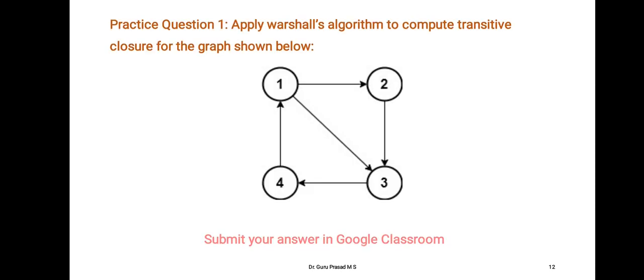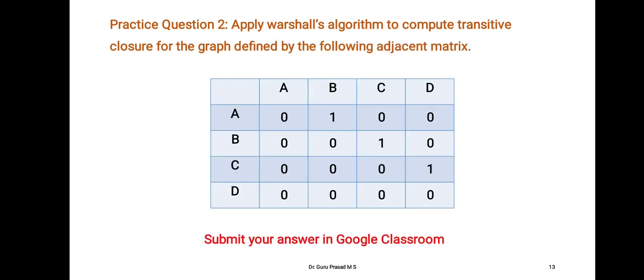Practice question 1. Apply Warshall's algorithm to compute transitive closure for the graph shown below. Students, solve this problem and submit your answer in Google Classroom. Practice question 2. Apply Warshall's algorithm to compute transitive closure for the graph defined by the following adjacency matrix. In this problem, they have given the adjacency matrix. They have not given the graph to you. Directly they have given the adjacency matrix. For this one, you have to apply Warshall's algorithm. Students, solve this problem and submit your answer in Google Classroom.